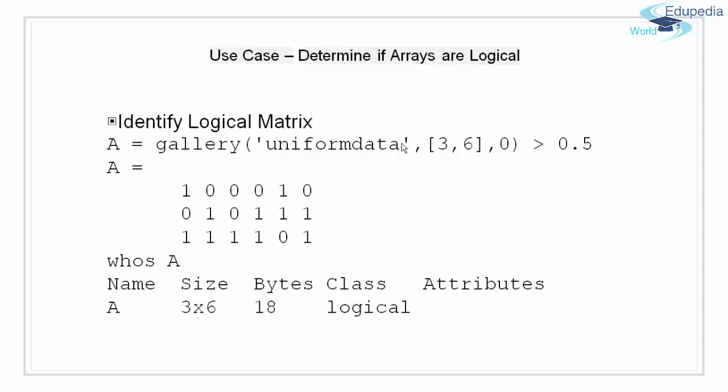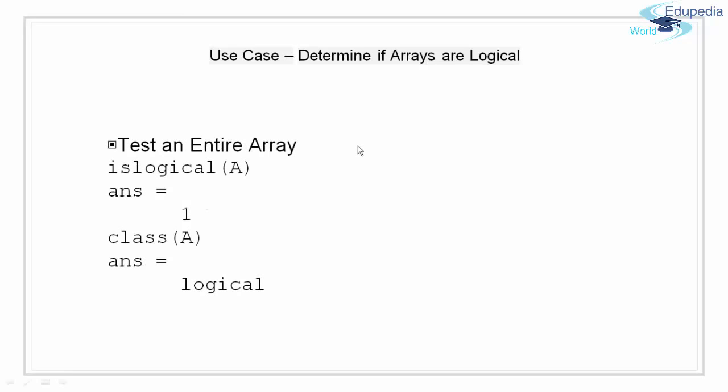By checking A with the whos function, we get the size that is 3 cross 6, the bytes that is 18, and the class as logical, hence confirming that our matrix A is a logical matrix. Another way to know whether the array is logical class or not is to test the entire array. This is done by using one of the two functions.